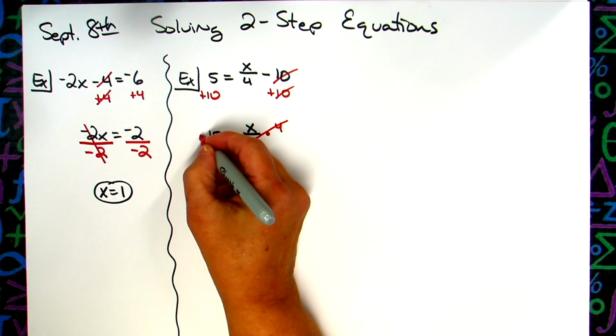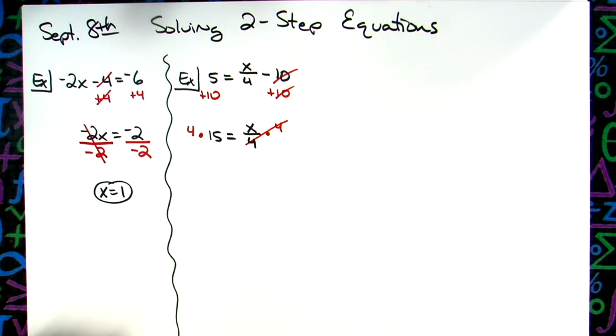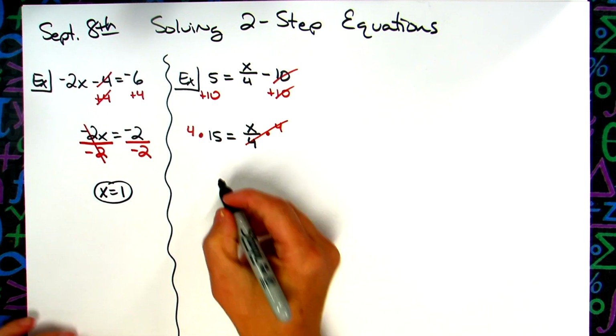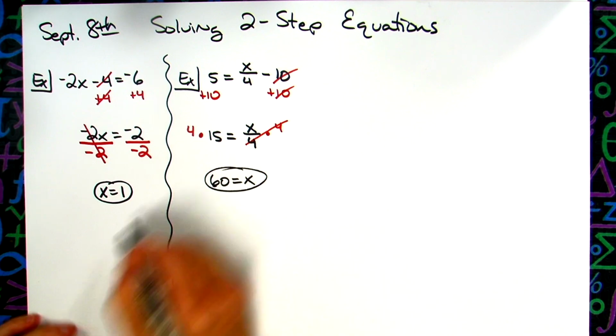If I do a times 4 on that right-hand side, I've got to do a times 4 on the left-hand side. Okay, and then some of you can multiply 15 times 4 in your head. Others of you might need to use a calculator. A couple of you said 60. Yep. All right, and it's okay to have 60 equals x. I can keep that x on that right-hand side. It doesn't make any difference.